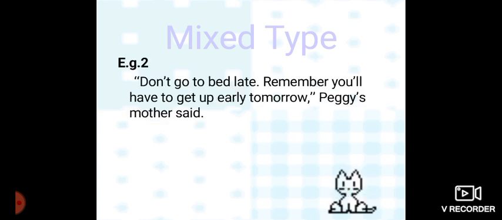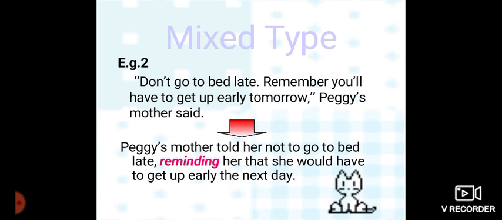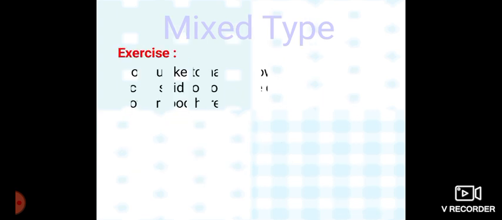Okay. The next example is, do not go to bed late. Remember, you will get up early tomorrow, Biggie's mother said. So, Biggie's mother is reminding something to him. So, here you are going to use reminding. Okay, Biggie's mother told her not to go to bed late. So, here we are going to use the word reminding, because here also we are having a mixed type of sentence. So, reminding her that she would have to get up early the next day. Early tomorrow, that means the next day, it's changed.